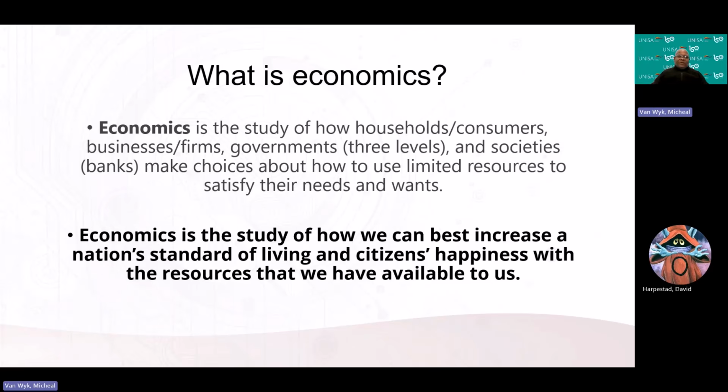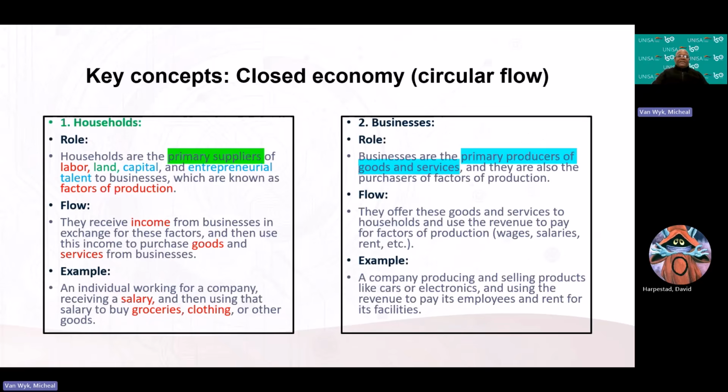And we have different needs and wants. You will agree with me. You will even study that when you do business studies. So economics is the study of how we can best increase the nation's standard of living and the citizens' happiness with the limited resources that we have and make available to us. That you need to understand.